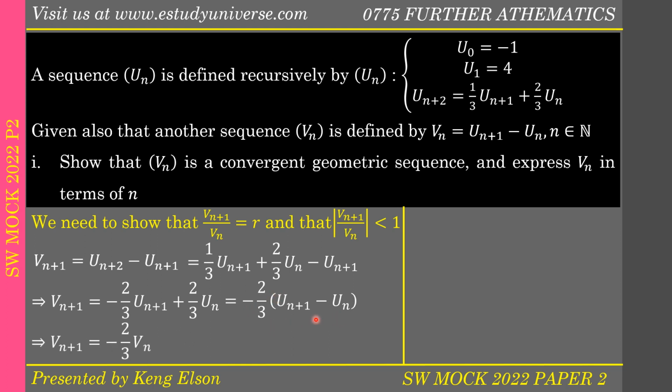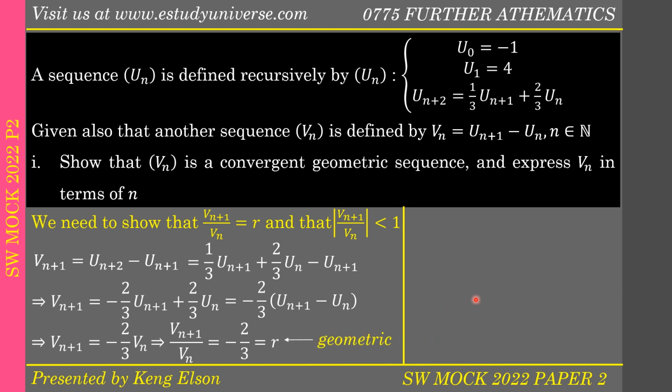But u(n+1) - un is vn, so it therefore means from here we can divide both sides by vn, and we get that v(n+1) divided by vn is -2/3. So this is a constant, we can call it a common ratio. So doing this, we have proven that vn is a geometric sequence.